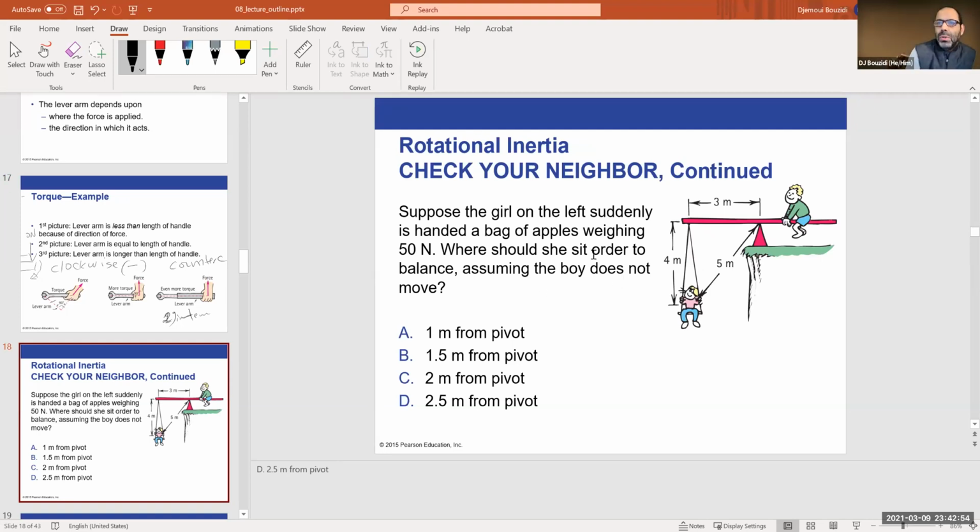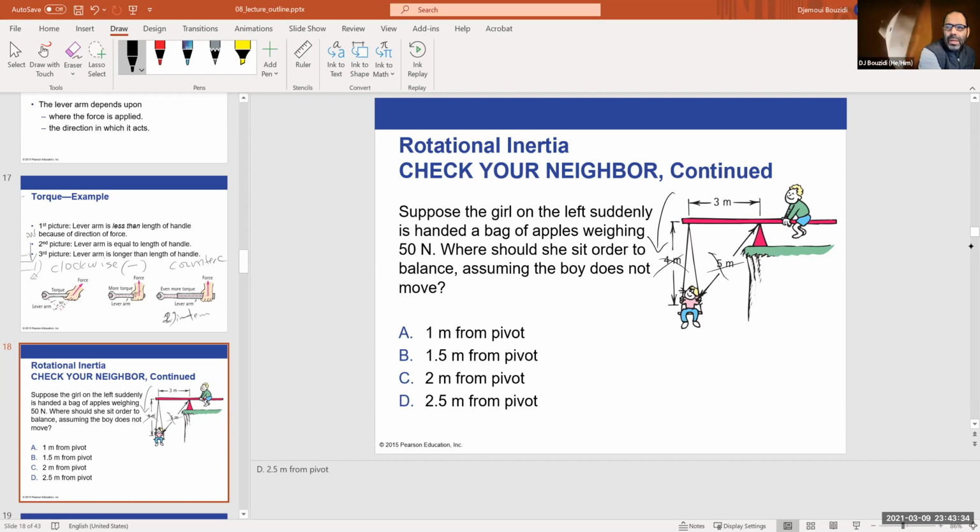Okay, here is an example. Suppose a girl on the left suddenly is handed a bag of apples weighing 50 Newton, and these guys were in equilibrium, okay? Where should she sit in order to balance, assuming the boy does not move? So right now we're balanced. She's applying a torque right now, which is a positive torque, by the way, with distances of 3 meters, 5 meters and this 4 meters, okay?